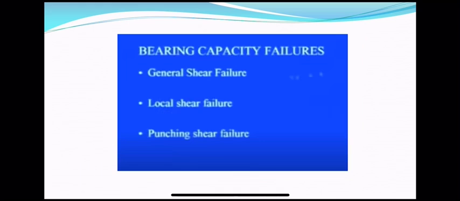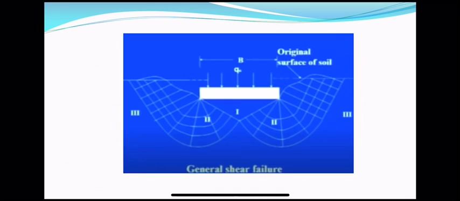Now in the case of general shear failure, in the figure we can observe a soil mass, and on the soil mass is resting a foundation of width B. This is the load intensity, that is the ultimate load or the bearing capacity of the soil, qu. Ultimate bearing capacity of the soil is qu. The original ground surface is shown here; on the figure we can observe the original surface of the soil.